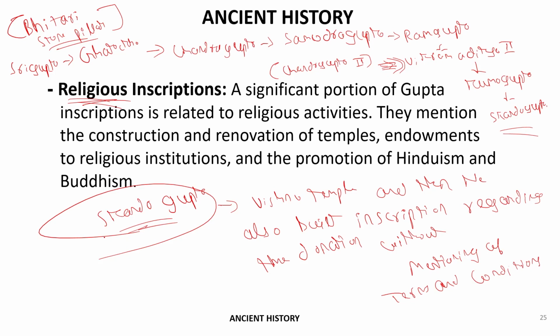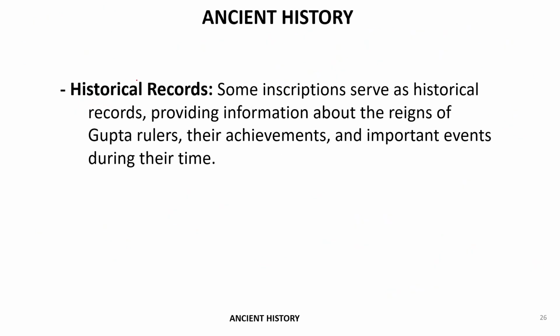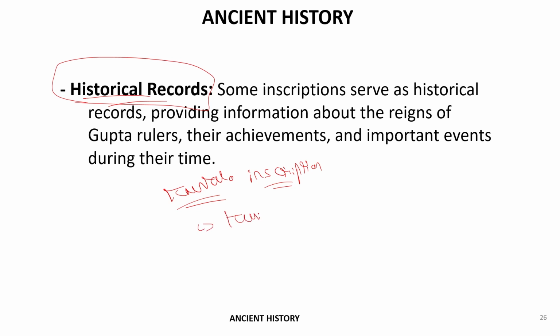Thereafter, we have the historical records, where some inscriptions serve as historical records providing information about the reigns of Gupta rulers, their achievements and important events during their time. Okay, and the most famous one was the Kuntala inscription. So the Kuntala inscription was the most famous inscription of the Gupta period, which is located at Kuntala, Karnataka.